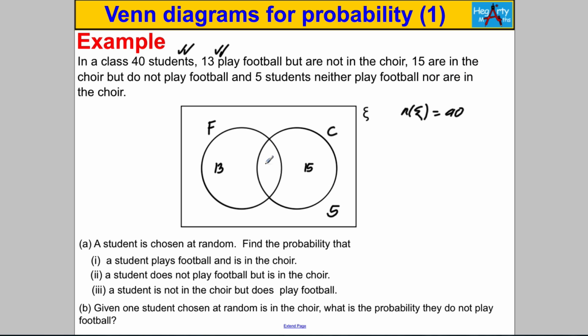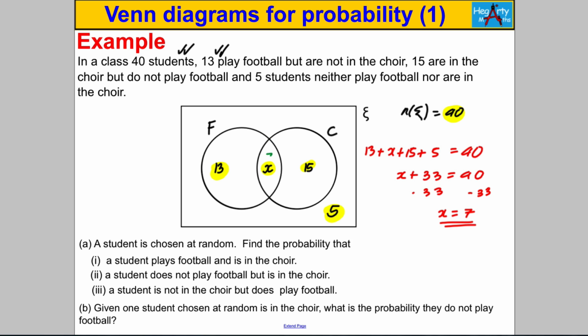The only piece of information we don't know, and this piece of information is always the crucial piece of information, is how many students both play football and are in the choir. So let's call it X. We know for sure that if we do 13, add X, add 15, add the 5, it must add up to 40, the number of students in the class in total. So let's do that and solve for X. And when we do that, we get ourselves that X must be 7.